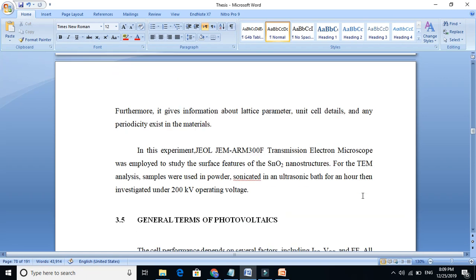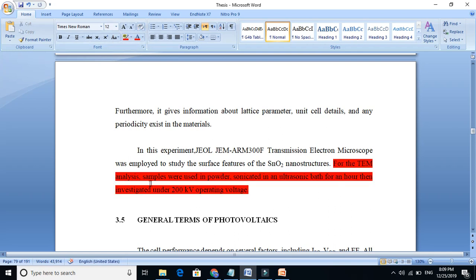And similarly, in this experiment we also explain, for the TEM analysis, the samples were used in powder form. We write here that the powder was sonicated, made very, very thin, by ultrasonication for an hour, then investigated under a given kilovolt operating voltage. You see, this is all about the characterization techniques.